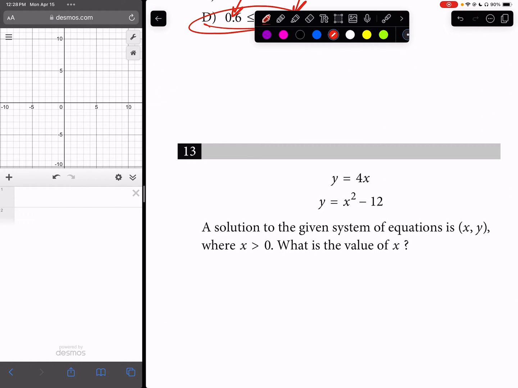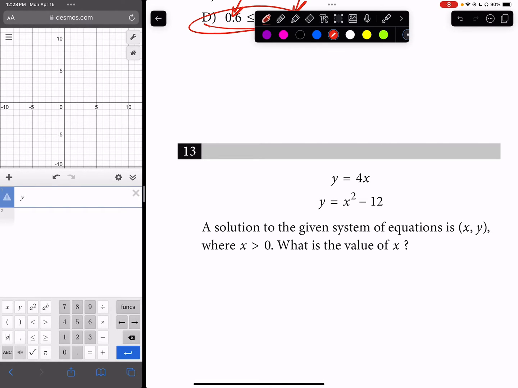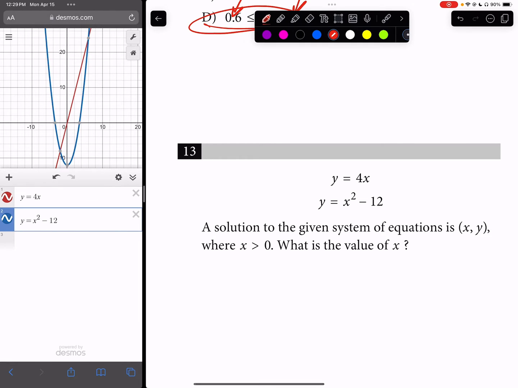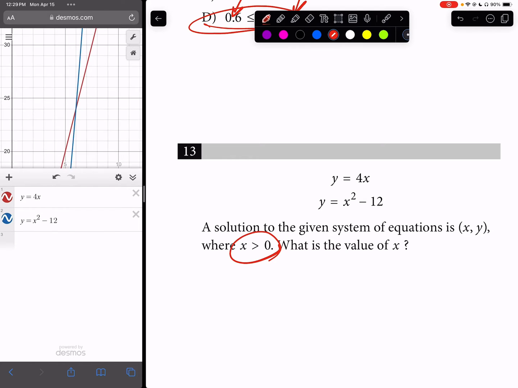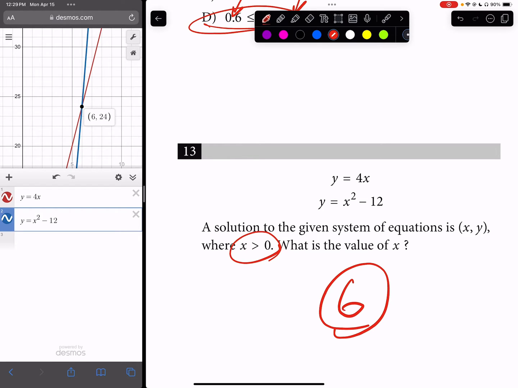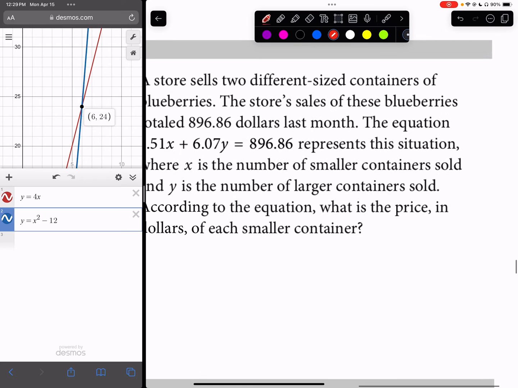I really haven't used Desmos yet, but maybe I'll use it here. I don't need to. I could do it the real way, but I'm kind of lazy. Y equals 4x, and over here, y equals x squared minus 12. Okay, where do these two functions hit? When x is greater than 0, so I'm going to come over here. What is the value of x right there? It's a little hard since I don't have a mouse. You, of course, will have a mouse. I'm getting 6 on the screen. So the x value is 6. Cool. Come over here for number 14.